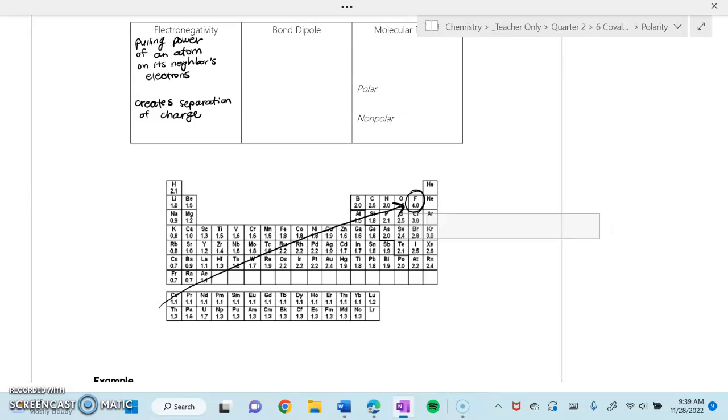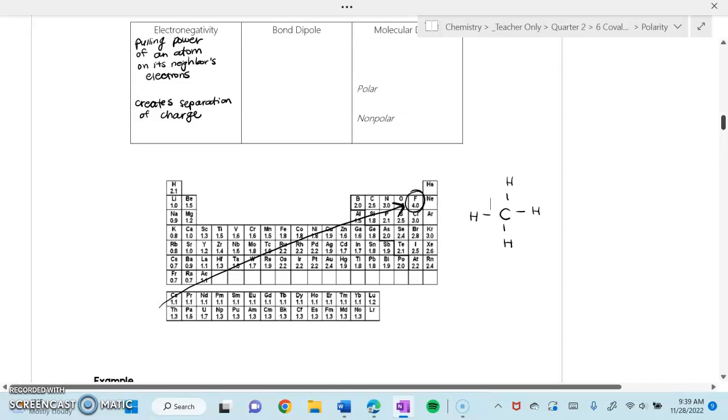So I'm going to do a molecule here. Let's do carbon with 4 hydrogens bonded to it. And we're going to assess this for its bond dipoles. So we have carbon and hydrogen, 4 different bonds. Each shared pair is going to represent a different bond. I'm going to focus on this one, but they're all going to be the same.